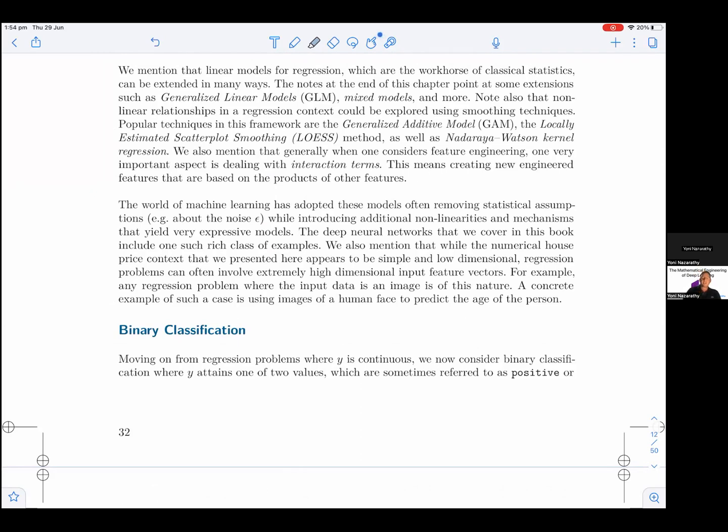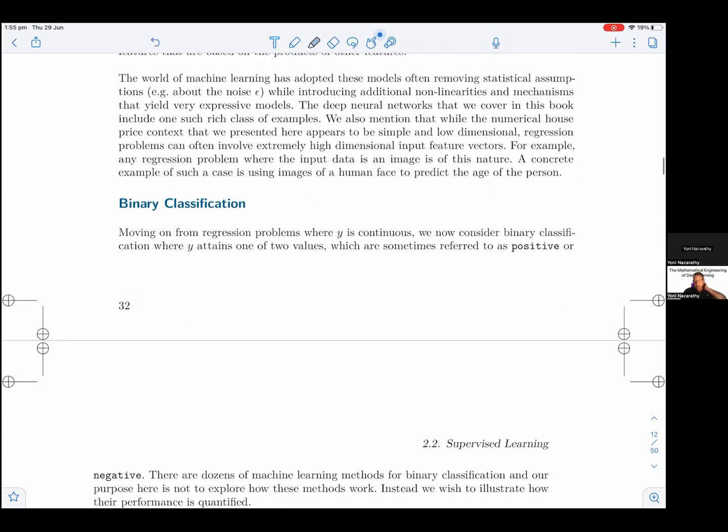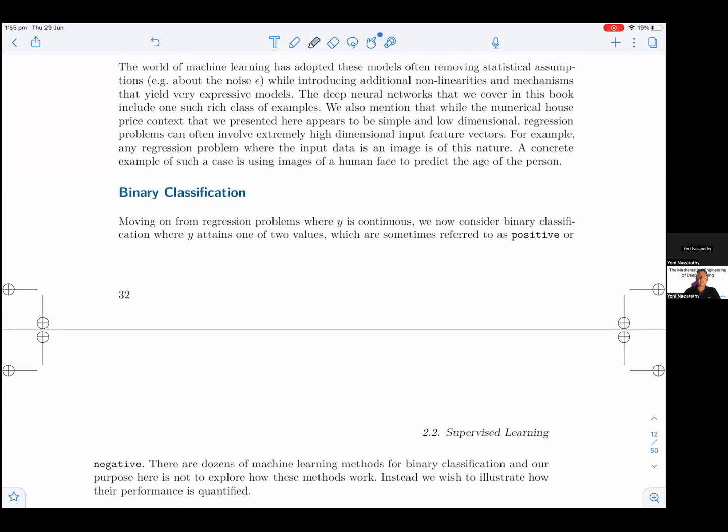We also mentioned that generally when one considers feature engineering, one very important aspect is dealing with interaction terms. This means creating new engineered features that are based on the products of other features. The world of machine learning has adopted these models, often removing statistical assumptions, for example about the noise epsilon, while introducing additional nonlinearities and mechanisms that yield very expressive models. The deep neural networks that we cover in this book include one such rich class of examples.